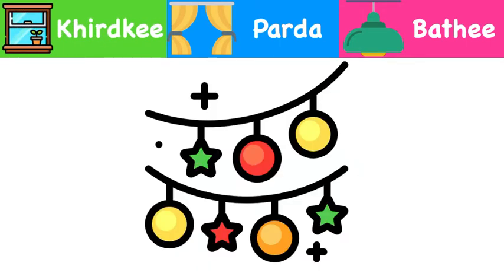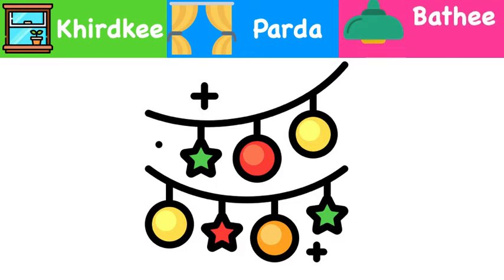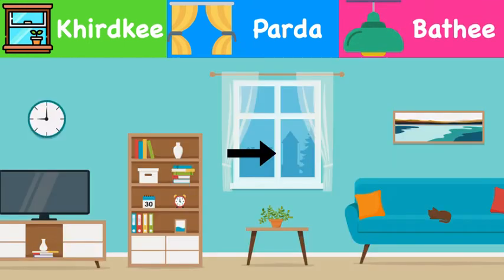Look at these nice Christmas lights. What's light in Hindi? Khidki, parda, or batti? Batti. What's the arrow pointing to? Khidki, parda, or batti? Khidki.